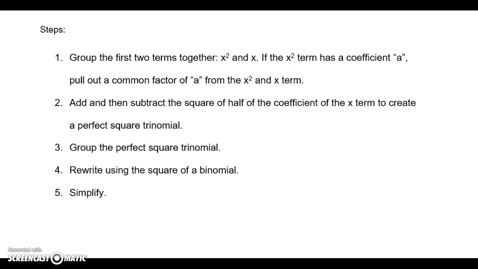Then what we do is we add and subtract the square of half of the coefficient of the x term to create a perfect square trinomial. So essentially what we're doing is we're going to take that b value, cut it in half, and then square that value. And then you group the perfect square trinomial just by inserting brackets into your equation. Then we rewrite that equation using the square of a binomial, and then all that we're going to do is simplify after that. So let's put these 5 steps to practice.